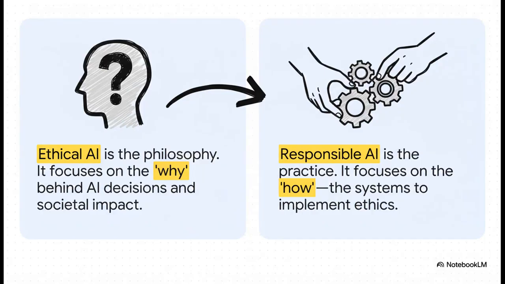Now, this is a super important distinction that people mix up all the time. You hear ethical AI and responsible AI, and they sound the same, right? But they're not. Think of it like this. Ethical AI is the why. It's the big philosophical idea. Responsible AI is the how. It's the nuts and bolts, the actual practice of making it happen. It's taking those big ideas about what's right and actually building them into the systems. You need both. One without the other is, well, it's pretty much useless.